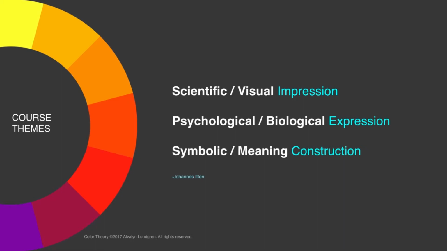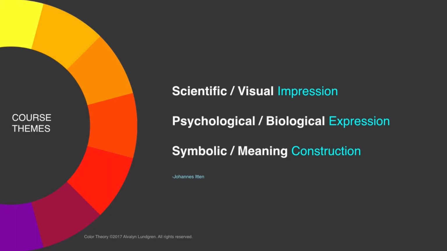And color always communicates, and all design communicates in some way. And Itten described that as color construction. So we are going to take this approach, the impression, expression, and construction, as we move through the course. We're going to start with impression, we'll move into expression, and then wind up with construction.